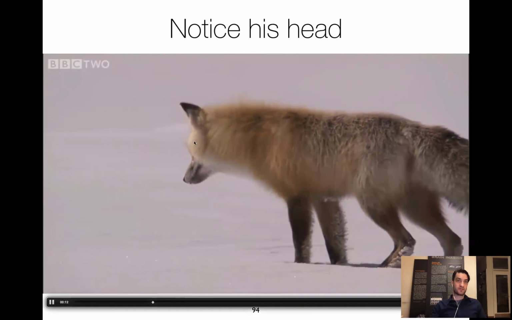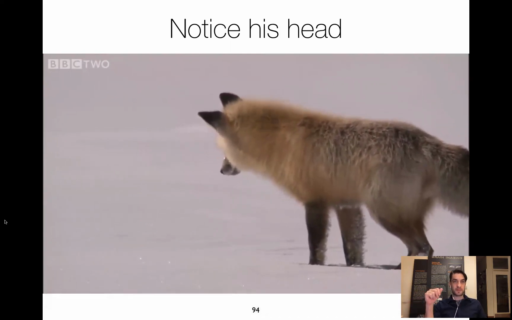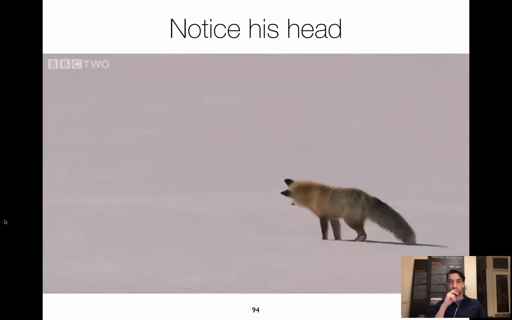So notice what its head's doing as it's hunting for the little rat mole thing under the snow. Can't see it, but he can still sense it. Watch this, this is adorable.